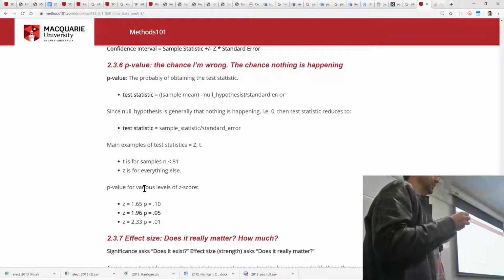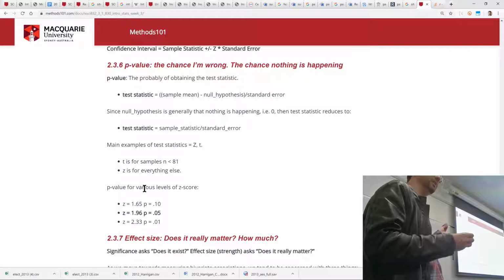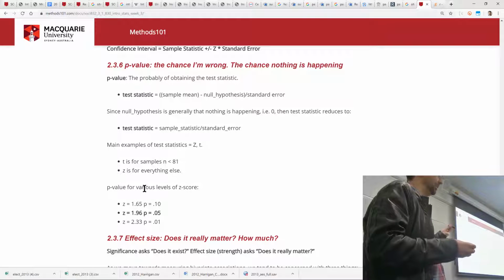What questions do you have at this stage? Because we're going to move on from significance. These are all different significance tests or ways of expressing significance and expressing confidence.